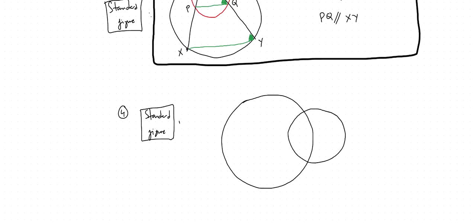The standard figure is this. You have two circles intersecting at 2 points, and you just draw arbitrary lines from them. Okay? Just one line here, and another line here. So this is X, P, Y, Q. The statement is X, Y, and P, Q are parallel.